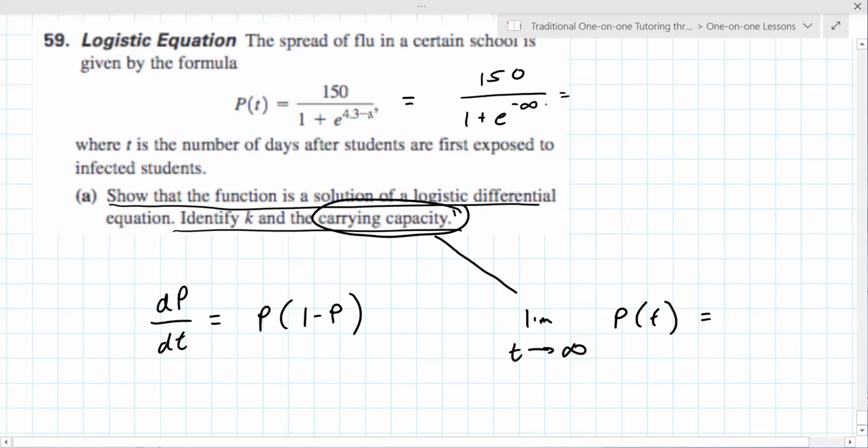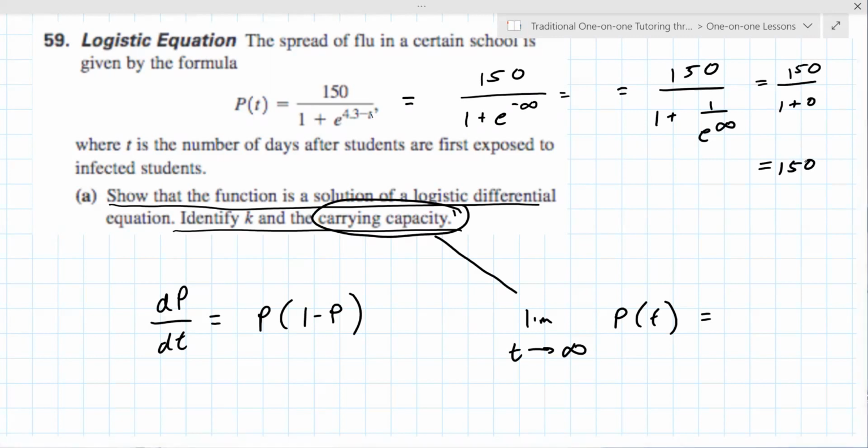Or e to a negative, really large number, right? And that becomes the following. It's 150 over 1 plus 1 over e to infinity. e to a really large number is a large number. 1 over a large number is 0. Becomes 150 over 1 plus 0. So it's 150. Okay. So they don't say what P is. P must be the number of people. So long-term 150 people are going to get the flu in this case.